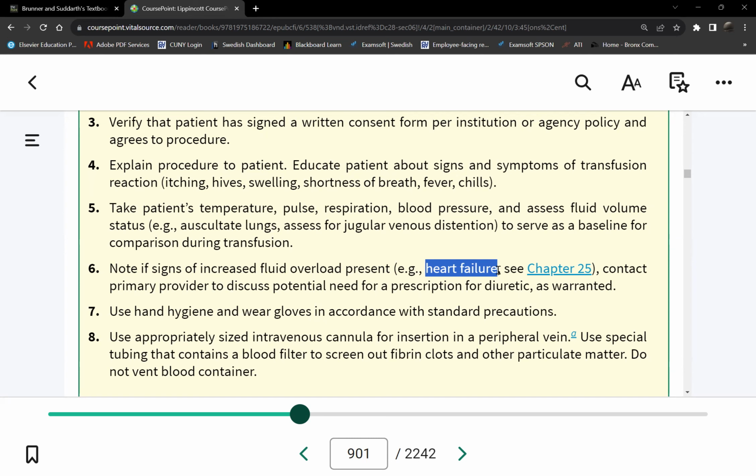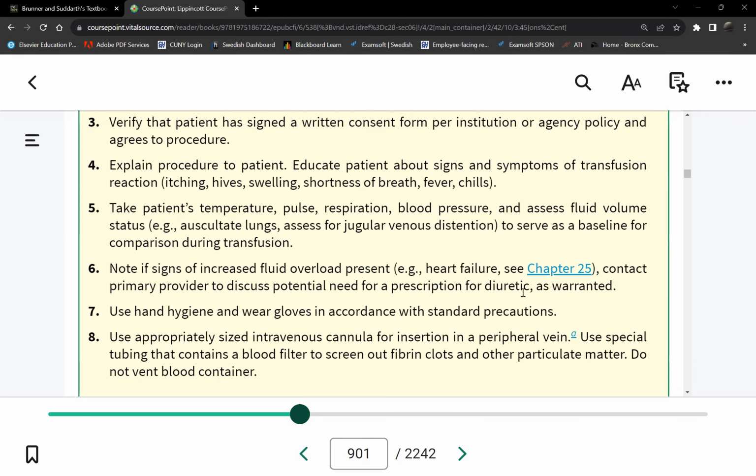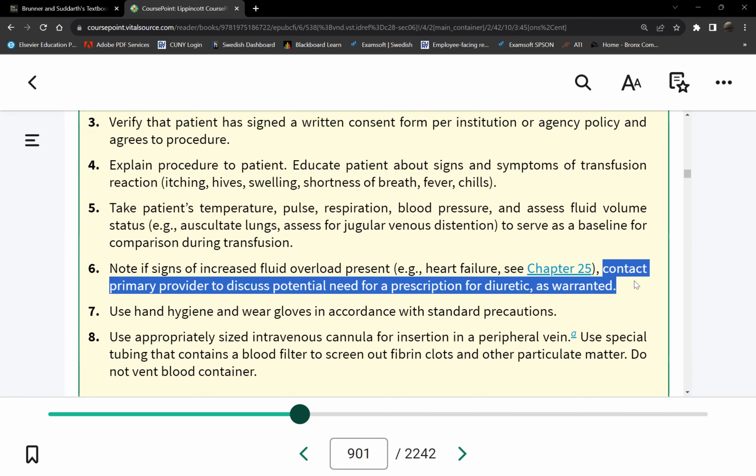Okay. So if that's your patient's history, meaning you know that a patient has heart failure, has kidney injury, acute or chronic, what is your responsibility? Check the fluid status, the intake and outputs. Now, what does this statement say here? Number 6. If signs of increased fluid overload are present, contact the primary provider to discuss potential need for a prescription for a diuretic as warranted. All right, there's your answer.